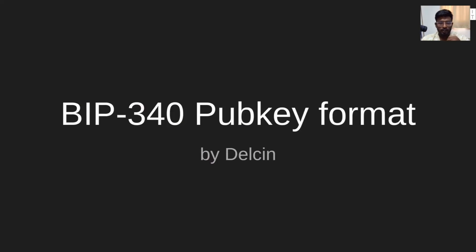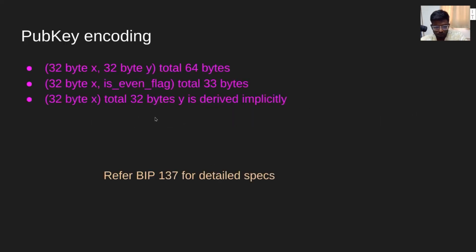All right, welcome everyone. In this video, we are going to discuss the public key format introduced in BIP 340. During the inception of Bitcoin, a public key was encoded as 64 bytes, so both the x and y coordinates were encoded. But later, they only encoded a single byte for the y-axis value.